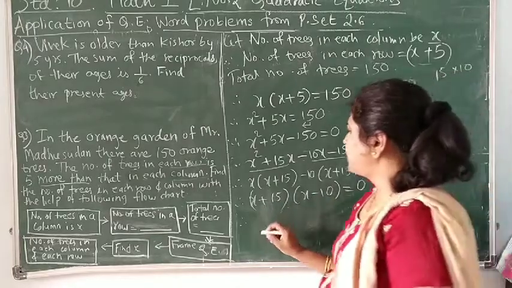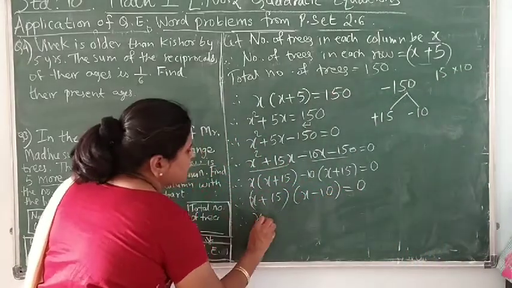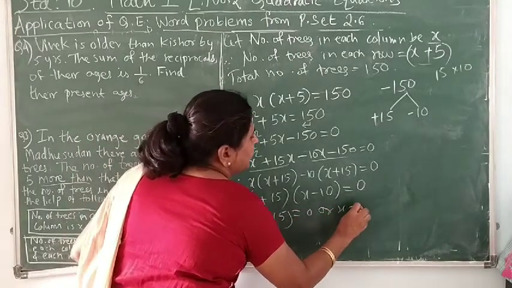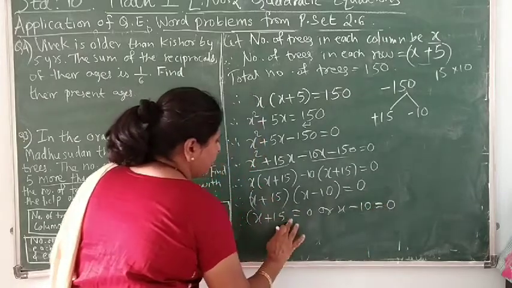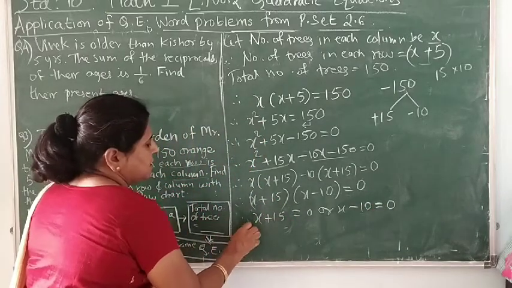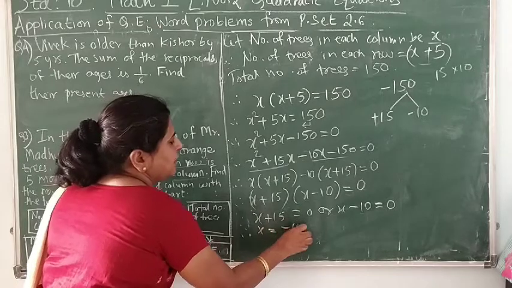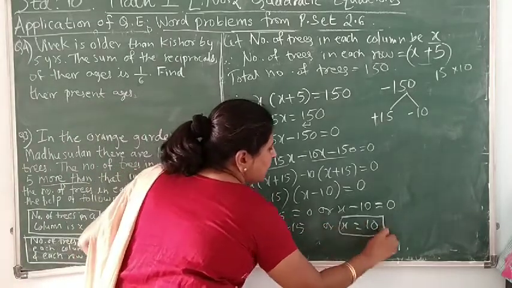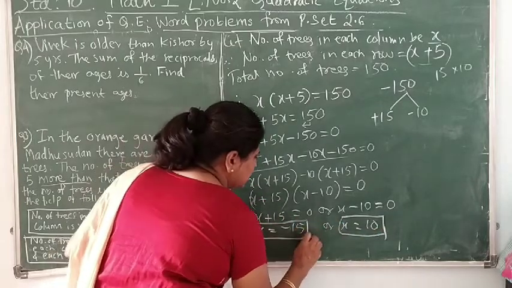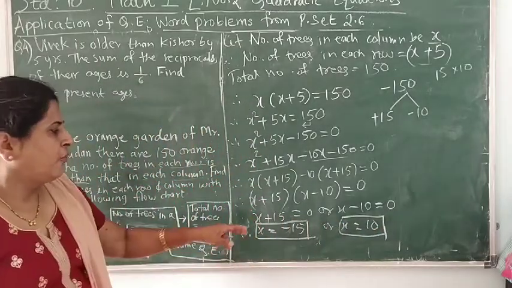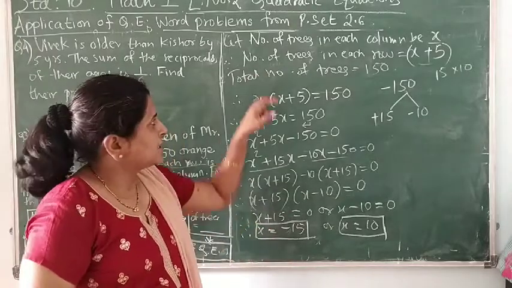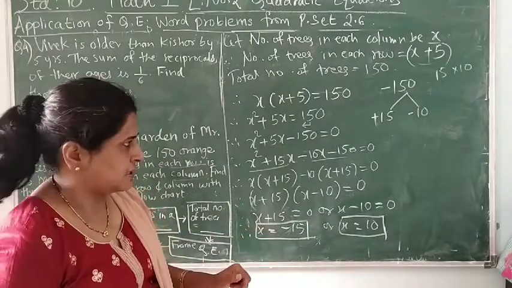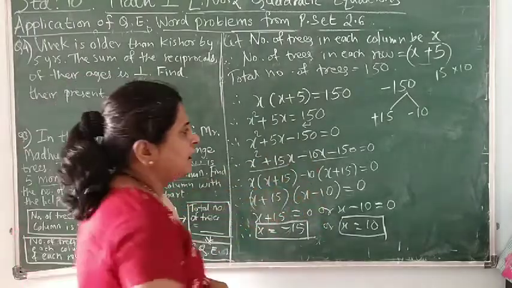Product of these two brackets is 0. That's why either x plus 15 is equal to 0 or x minus 10 is equal to 0. No need to put your bracket, students. That's why x is going to be minus 15, or x is equal to plus 10. Highlight these two answers, both the answers. But then below write why x cannot be negative. As number of trees cannot be negative, your value of x is going to be plus 10. You have to write it like this here.